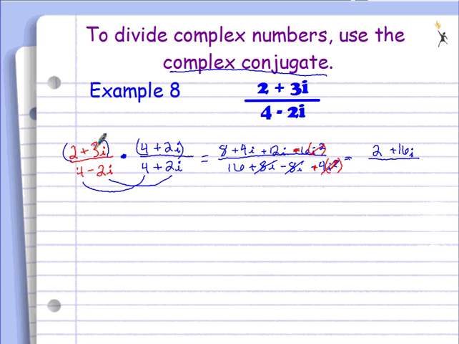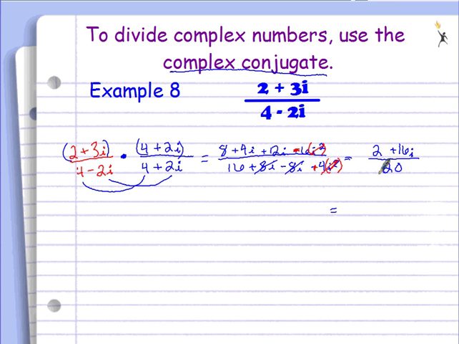On the bottom only. On the tops, notice they were totally different, so I just had to FOIL anyway. But just to kind of save yourself some time, you could only do the 4 and the 4, which is a 16, and the negative 2i and the positive 2i, which would have given me my minus 4i squared, which turns into a positive 4. So here's what I have. I have a 16 and a positive 4, which would give me 20. Okay?